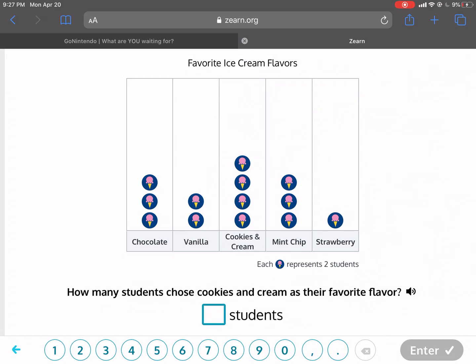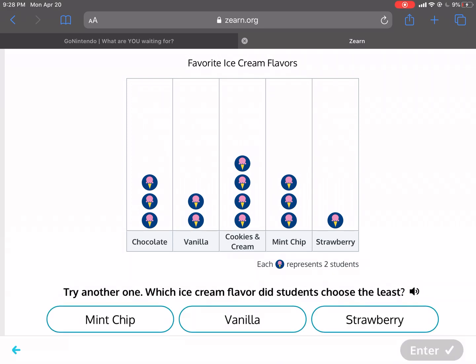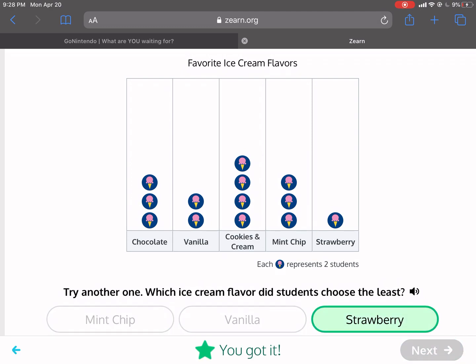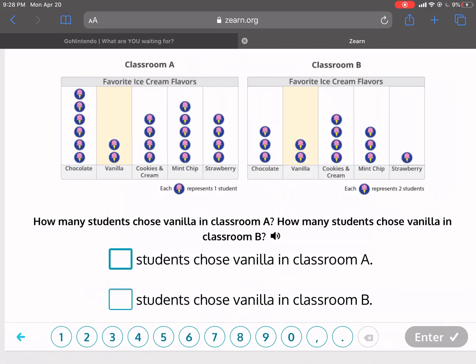How many students chose cookies and cream as their favorite flavor? Again, we've got 4 ice cream cones, and we are going to count by 2s. 2, 4, 6, 8 students. Or you could say 2 times 4 equals 8. Which ice cream flavor did students choose the least? Strawberry only has 1 cone, so I know that's what was chosen the least. How many students chose strawberry as their favorite? Let's count by 2s 1 time. 2. 2 students chose strawberry.